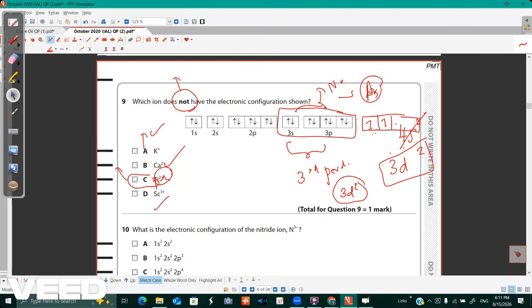Scandium 3 plus. Scandium 3 plus. If you look at the electronic configuration, it is what? 4s2, 3d1. So once all 3 electrons are gone, you are remaining only with the p shells. Therefore scandium also correct. So the answer is C.